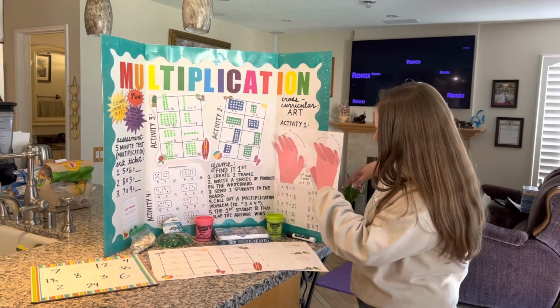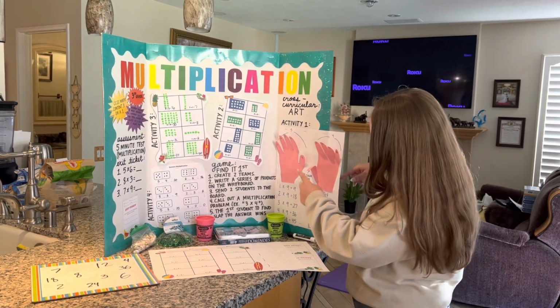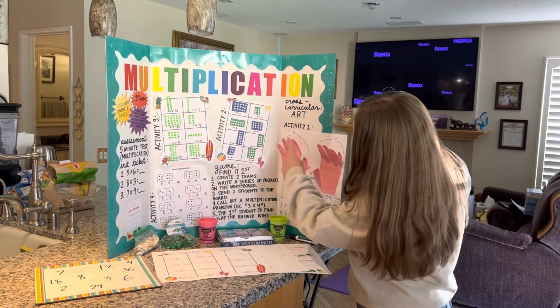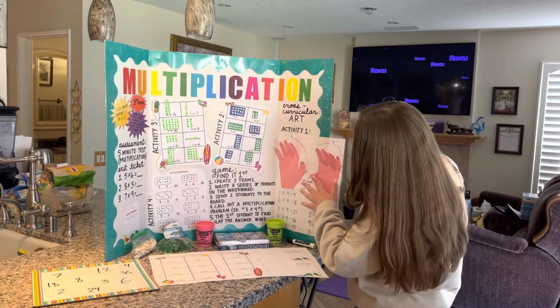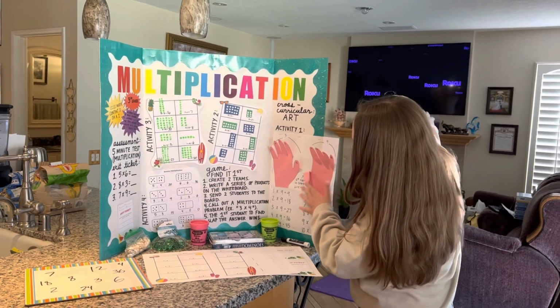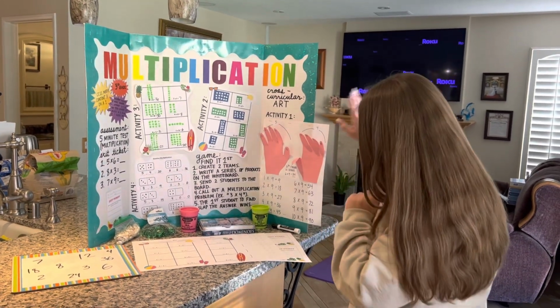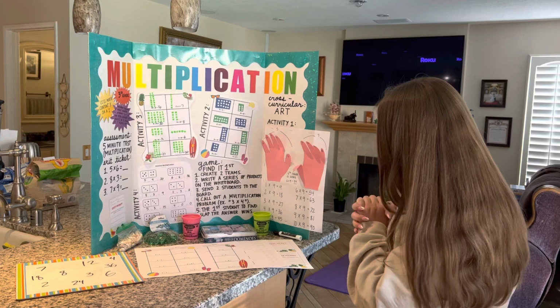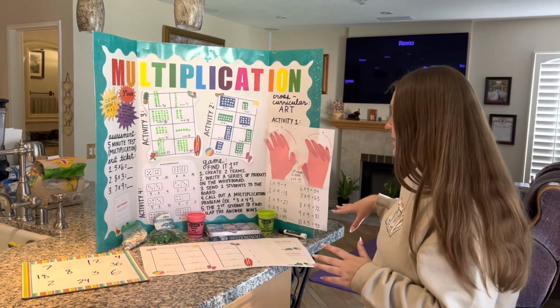For this example, we did 9 times 5, so the 6th finger is down: 1, 2, 3, 4, 5, 6. It's down, and we have 5 on this hand and 4 left on this hand, so the answer is 54. And that's attached to all of the math facts down here. So that is activity 1.